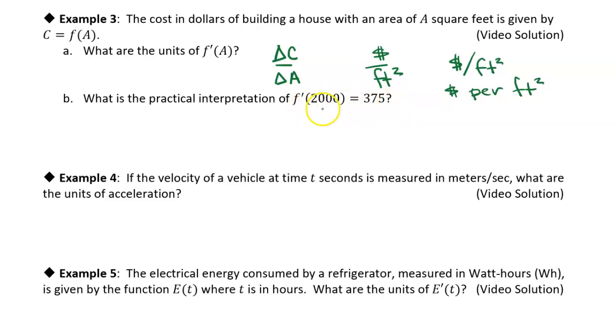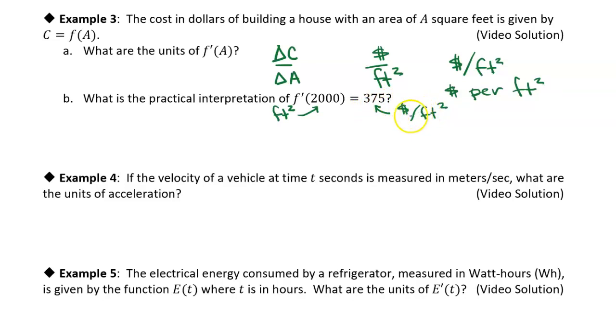Remember that this 2000, that's our a value, that's our area, and the units of that are square feet. The units of the output now are just what we found in part A. We know that the units of the derivative are in dollars per square foot. So let's interpret this. It's saying that at 2,000 square feet, this is telling us how the cost is increasing in dollars per square foot.